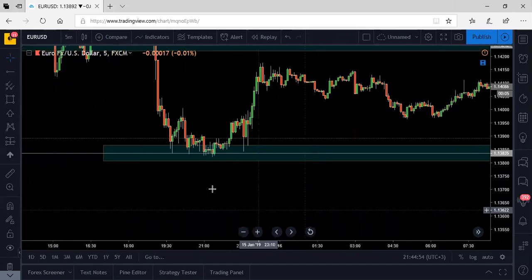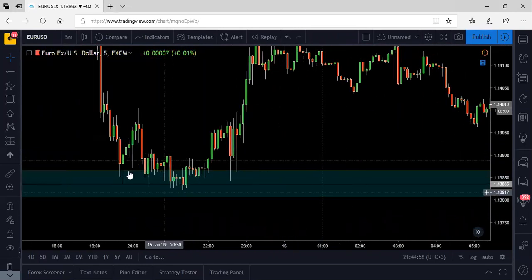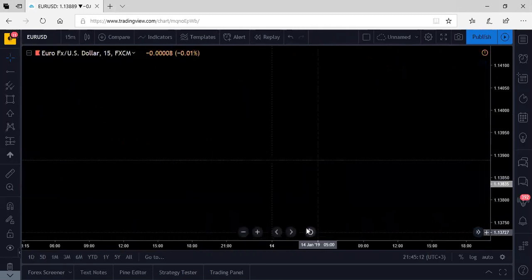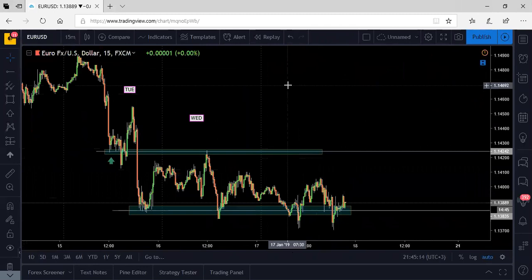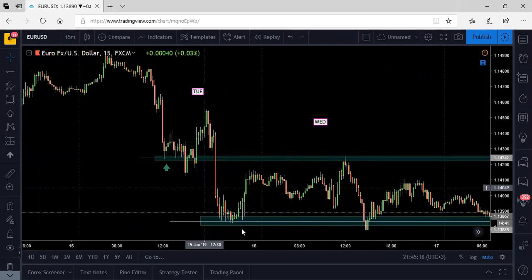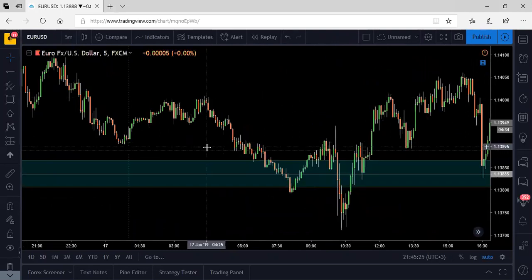So this was the initial candle at, where did you go now? 12:15. Okay, let's go back to the 15 minutes. Starting to be getting a little bit confusing now. Okay, now I understand. I was looking at this one. So okay.